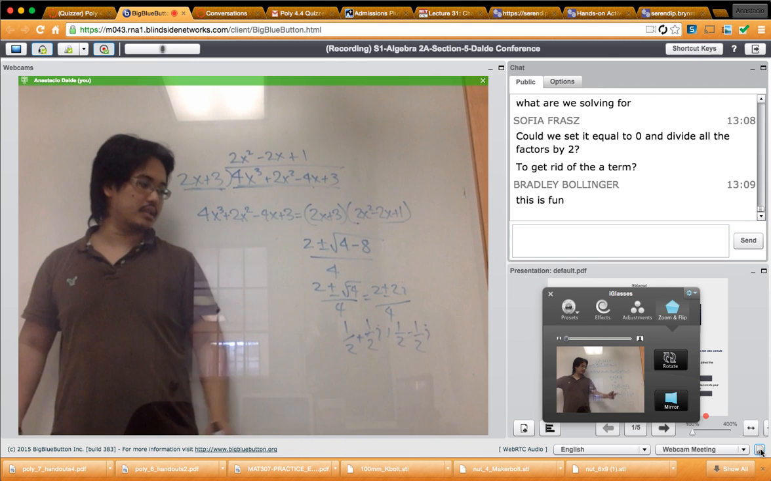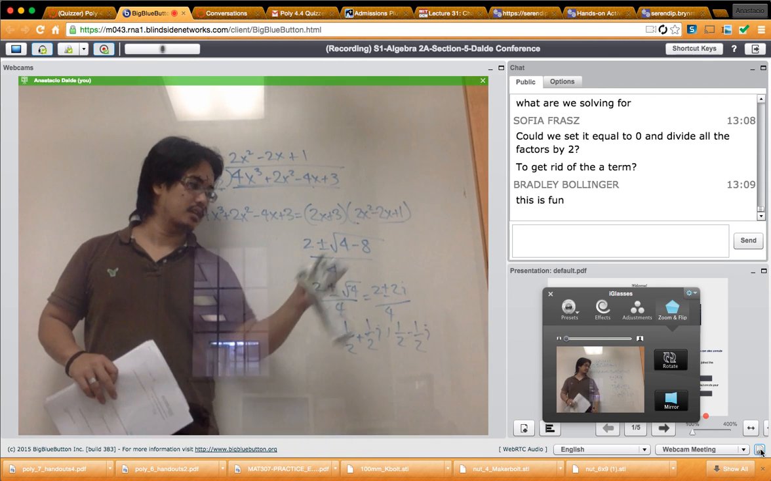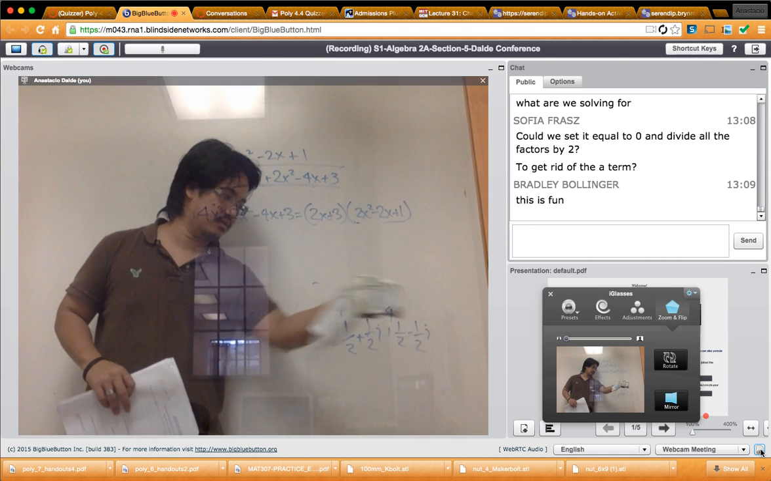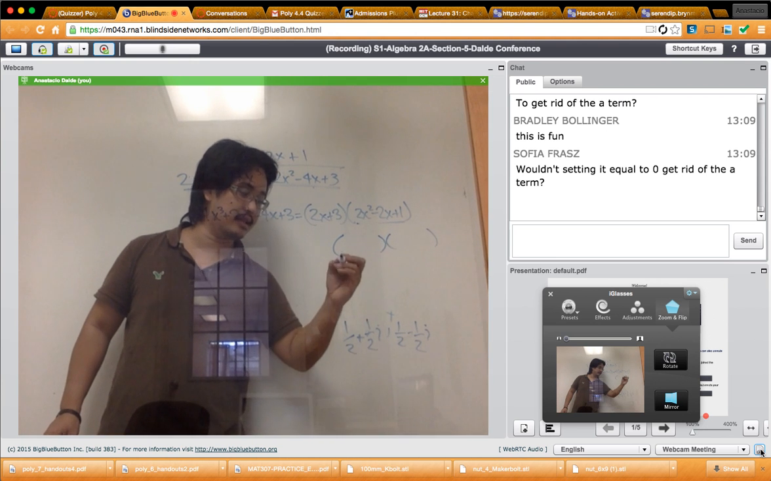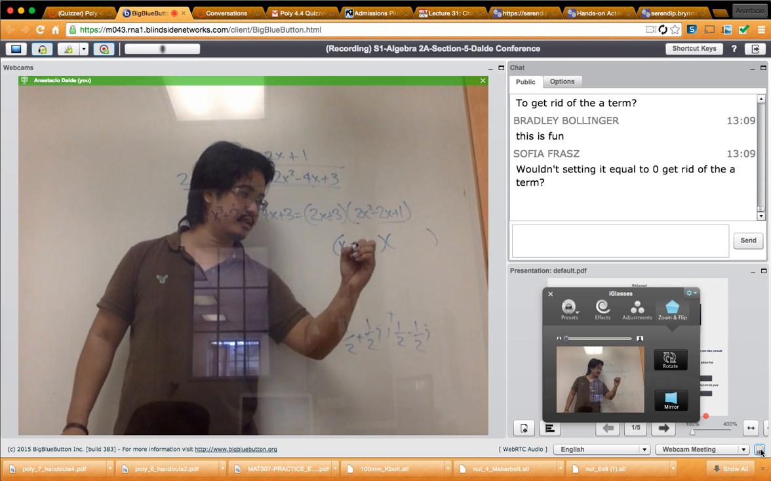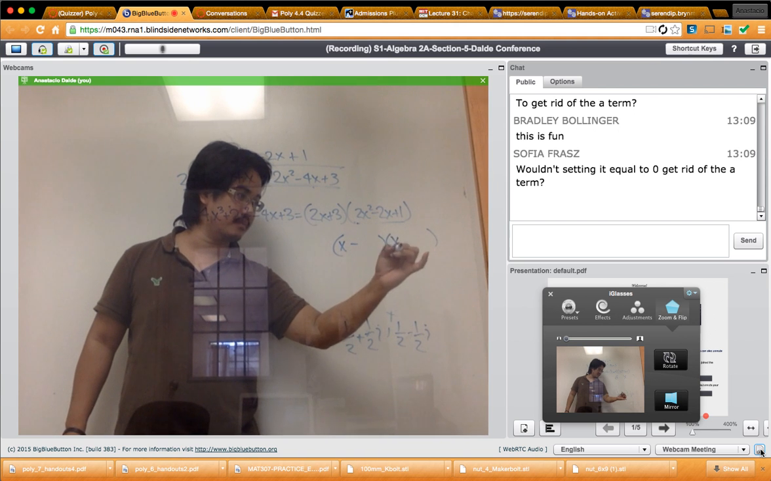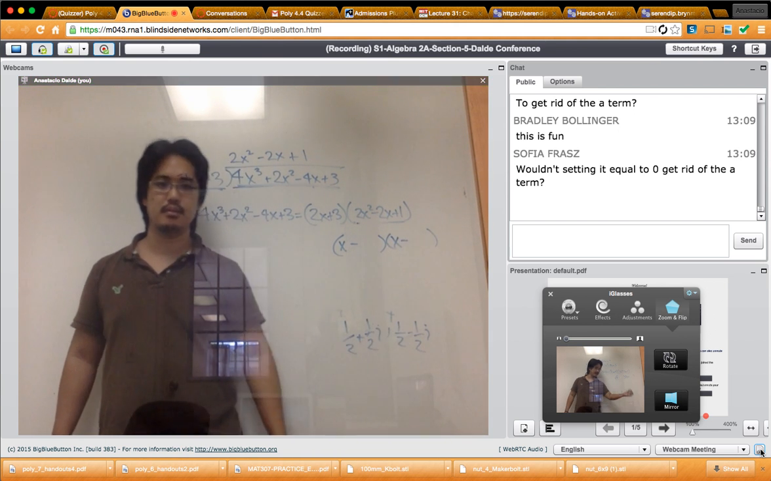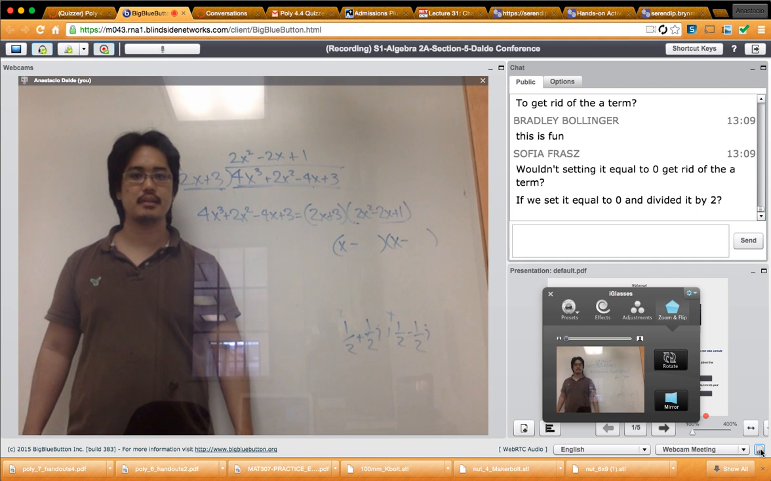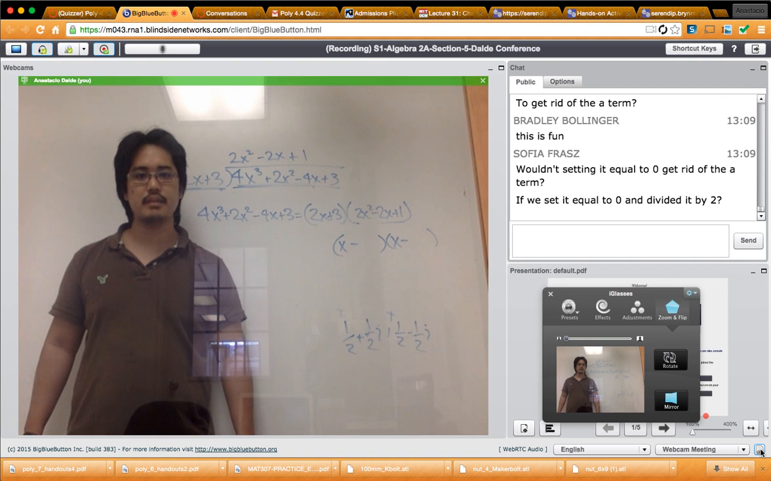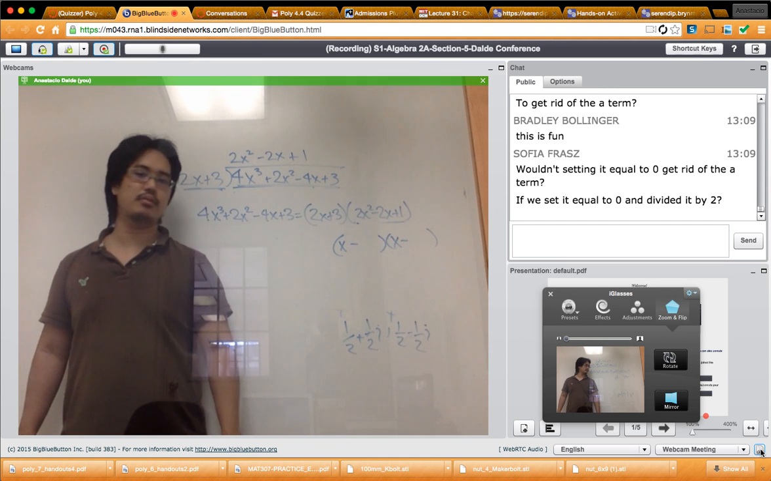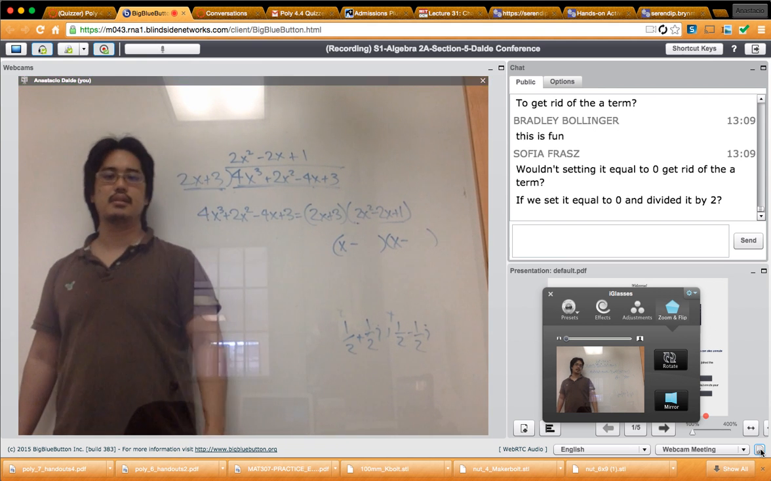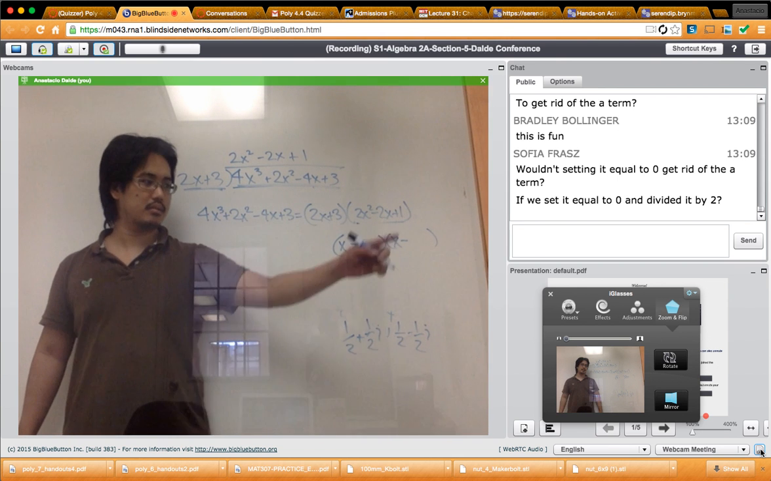So what I do is I take my two factors and I just say, oh, well, this thing actually broke down, and it didn't break down very nicely, but it's x minus this factor and also x minus this factor. Does that make sense? Wouldn't we be setting it equal to 0 to get rid of the a term? No, you wouldn't be able to do that. You can't get rid of the a term in this particular one.